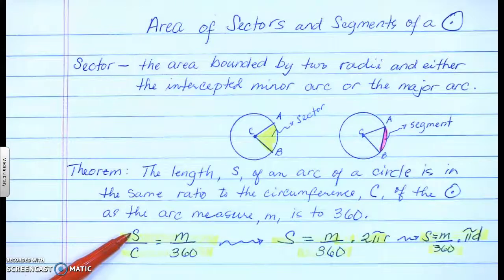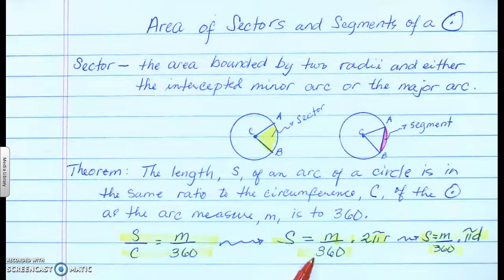S represents the length of your arc. C is your circumference. M is the degree measure. And 360 is the overall degree measure of the circle. So it's the same as S is equal to M over 360 times 2 pi r. Or, to simplify things for you, S is equal to M over 360 times pi diameter.